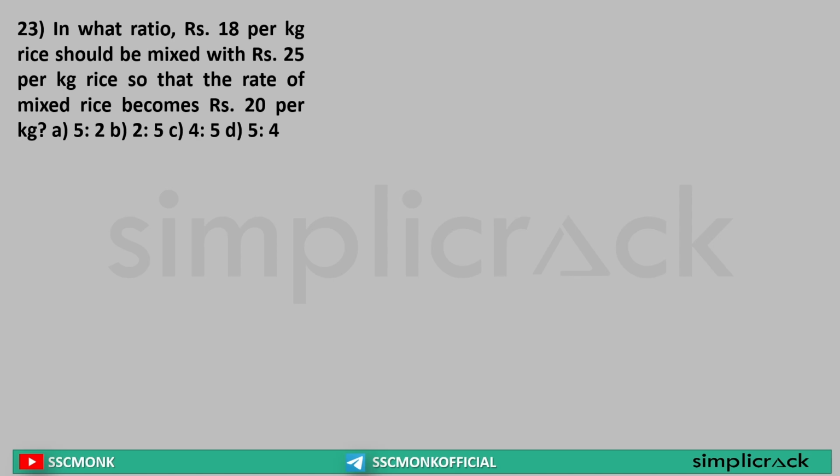Next, in what ratio rupees 18 per kg of rice should be mixed with 25 per kg of rice so that the rate becomes 20? Sir, 18 and 25 added becomes 20. 20 minus 18 is 2. 25 minus 20 is 5. So the ratio is 5:2. Option A is the answer.